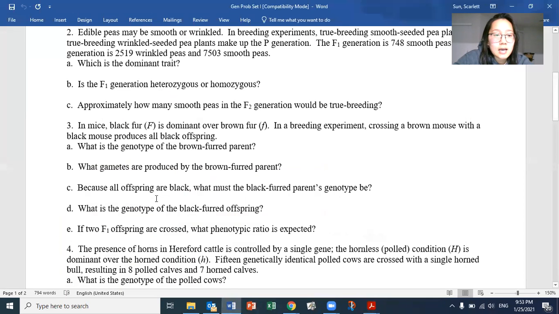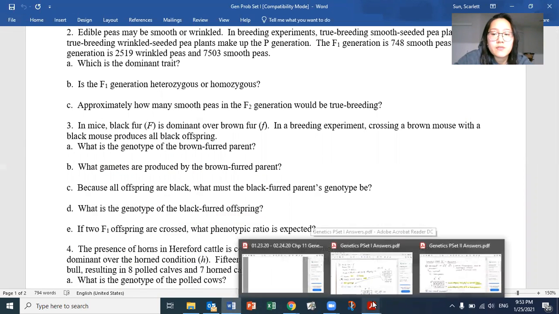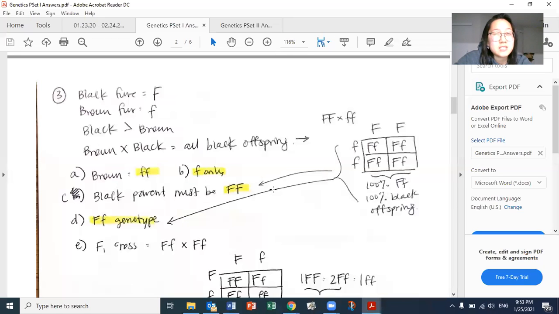Part C is asking, because all offspring are black, what must the black furred parent's genotype be, right? If there was like a 50-50 ratio of black to brown offspring, then you'd be able to reason that the black furred parent was heterozygous. But because all the offspring are black, that means that the black furred parent is only giving black furred alleles every single time, and it's dominant, so it's covering all the little f's, which means that the black furred parent must always give a capital F, so therefore it must be homozygous dominant.